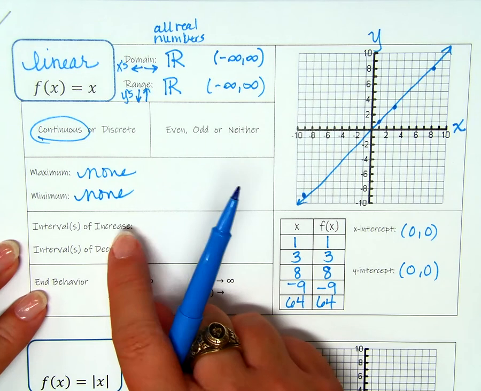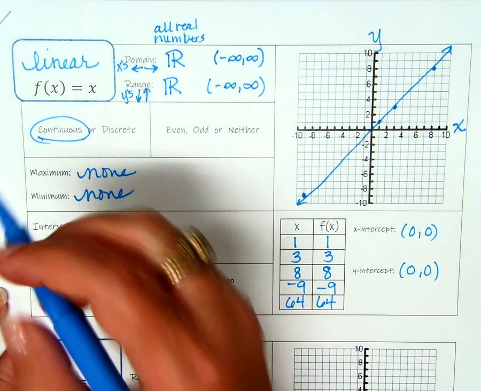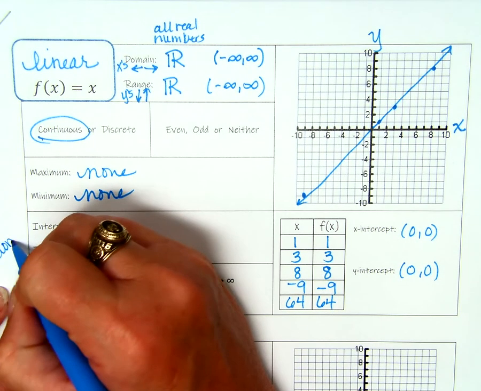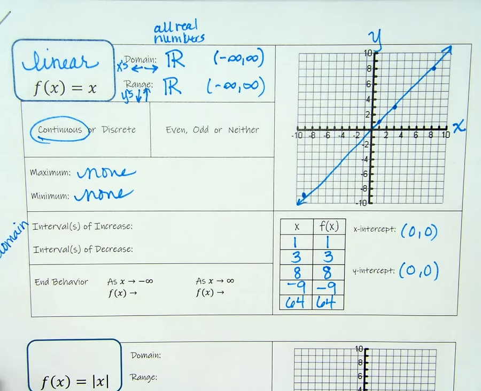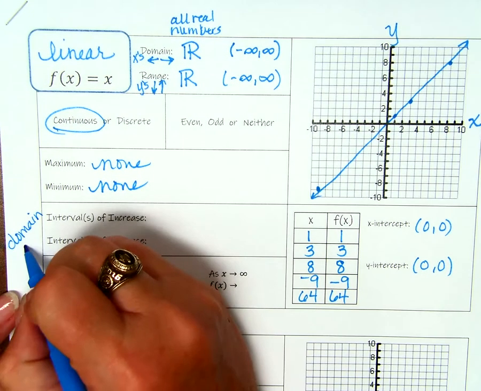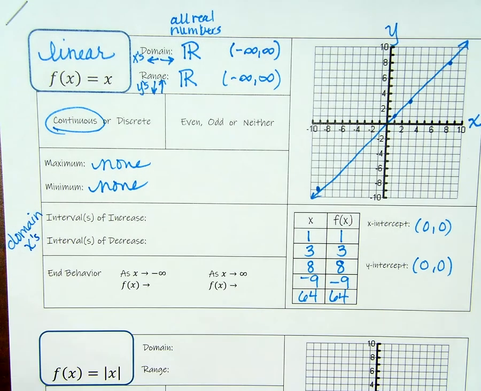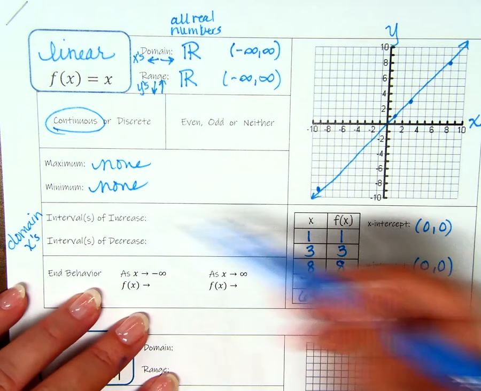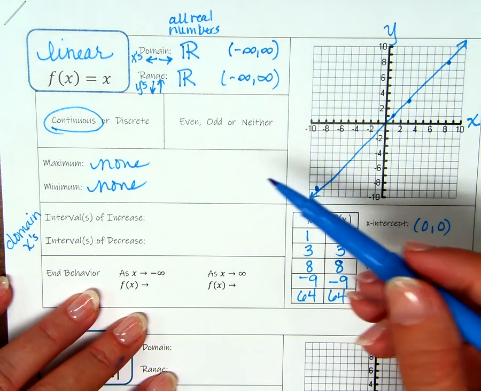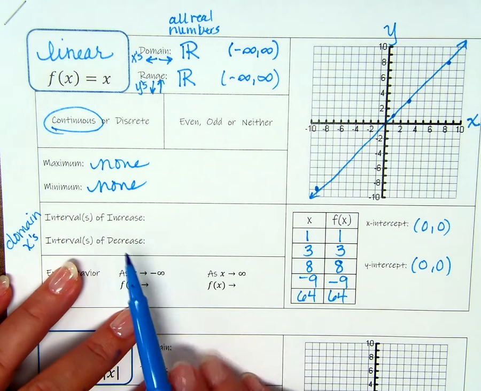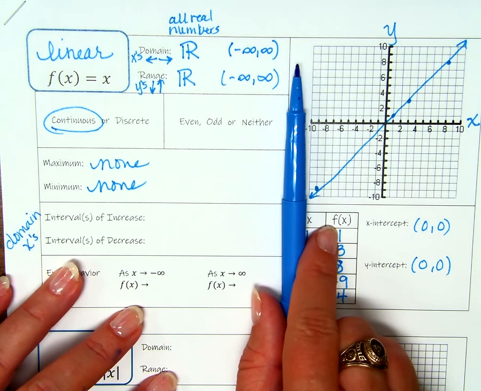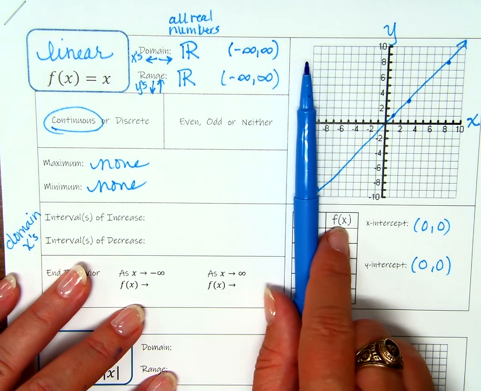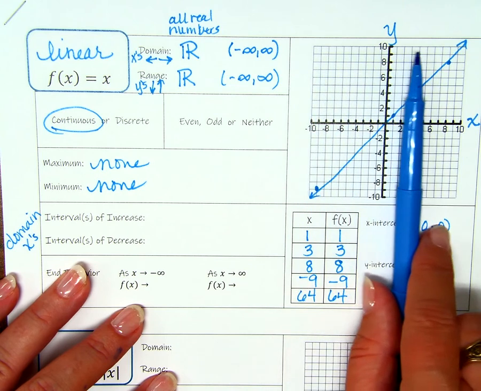Intervals of increase and decrease. I need you to remember that this deals with domain, so this is dealing with x values. Only domain. Okay? So when we're talking about the intervals, we're talking about left and right. I start on the left and I say, as I'm moving to the right, where is this graph increasing?